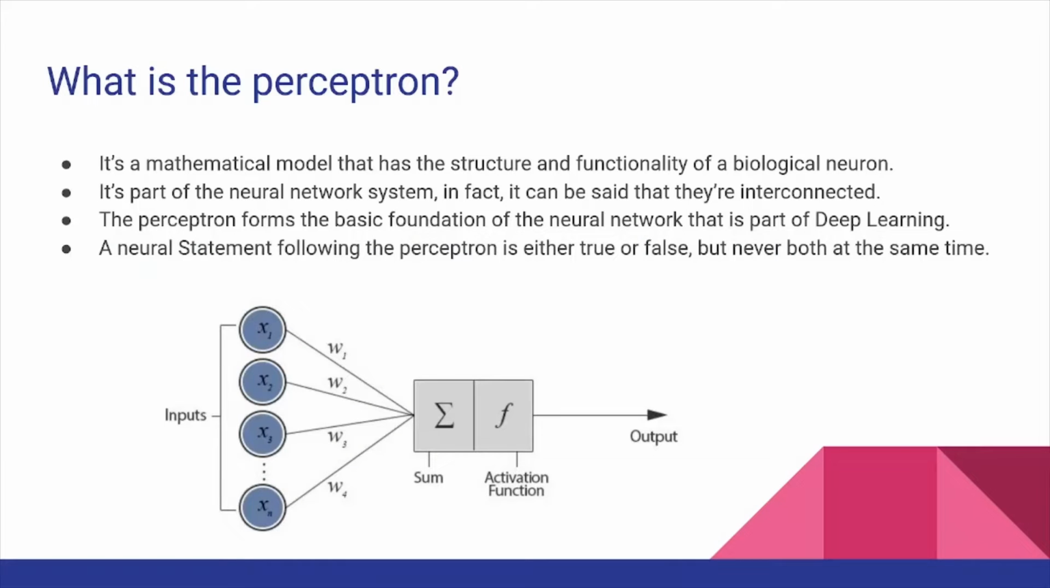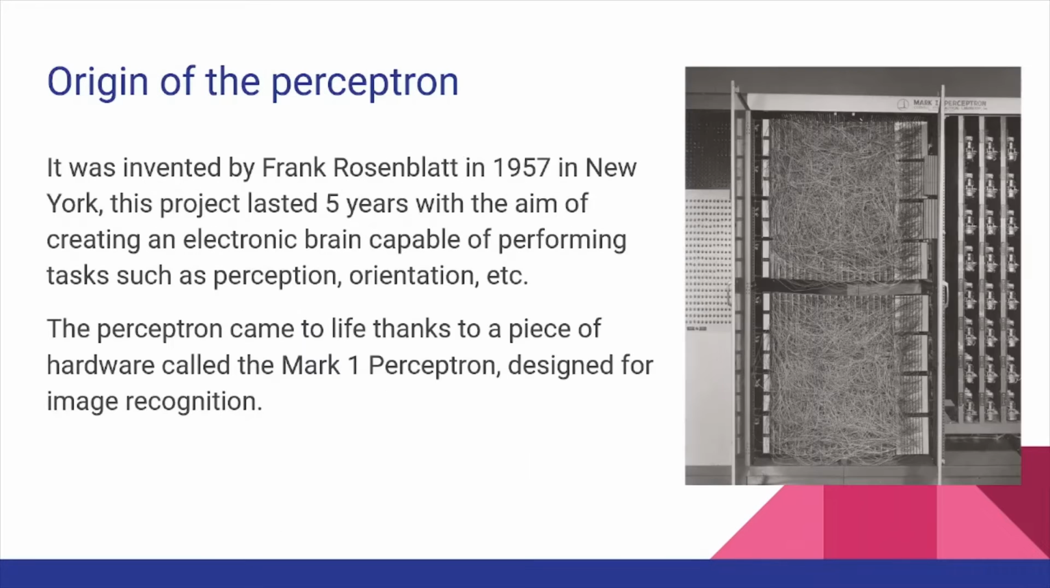What is the perceptron? It's a mathematical model that has the structure and functionality of a biological neuron. Next, it's a part of the neural network system. In fact, it can be said that they're interconnected. Next, the perceptron forms the basic foundation of the neural network that is part of deep learning. And finally, a neural statement following the perceptron is either true or false, but never both at the same time.